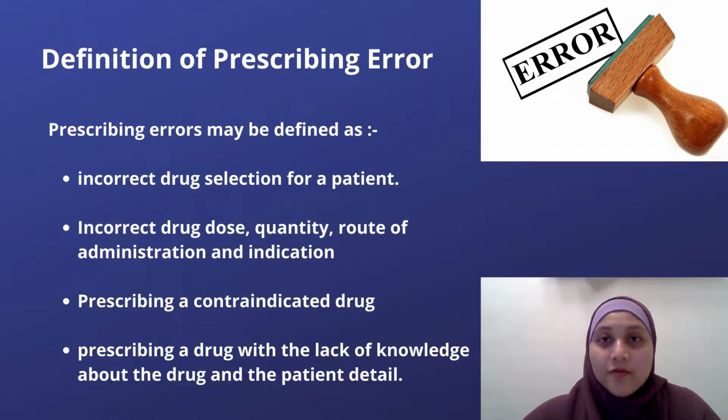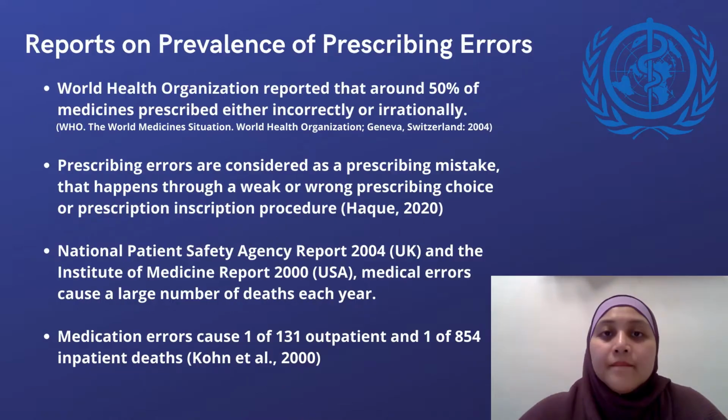What is prescribing error? Prescribing error can be defined as incorrect drug selection, dose, quantity, route of administration, and indication. Prescribing a contraindicated drug is also considered a prescribing error. When a doctor prescribes a drug without having good knowledge about the drug itself and the patient's details, it is also considered a prescribing error.